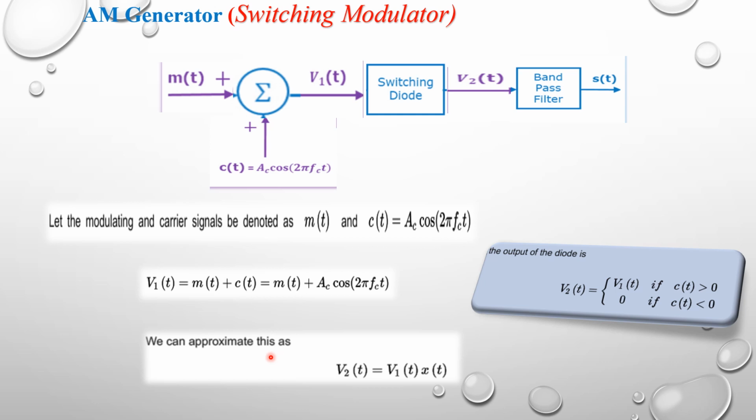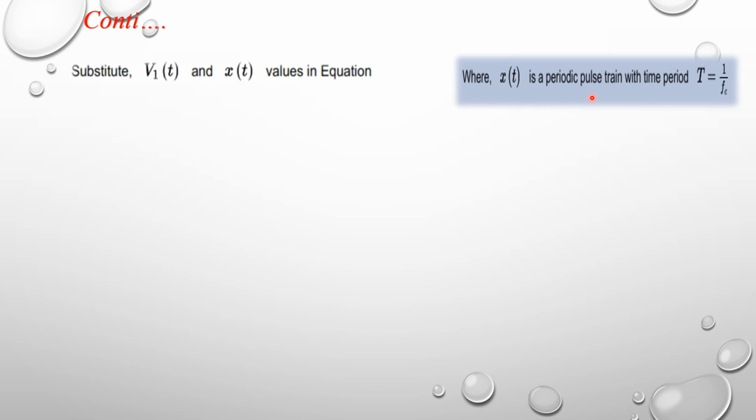So we can approximate this as V2 of t equal to V1 of t into x of t, where x of t is the carrier signal waveform. Now substitute the V1 of t and x of t values into the equation. What is the value of x of t? The x of t is a periodic pulse train with time period T equal to 1 divided by Fc. The given carrier signal is a periodic pulse train.